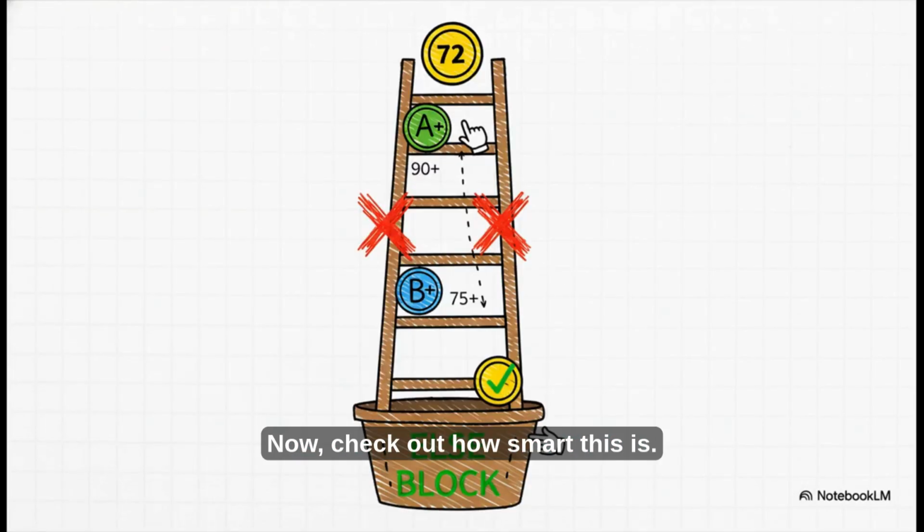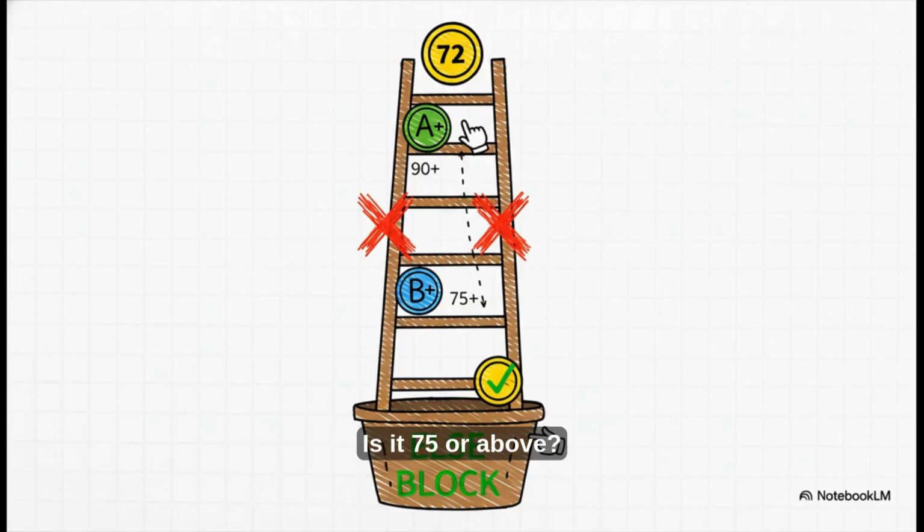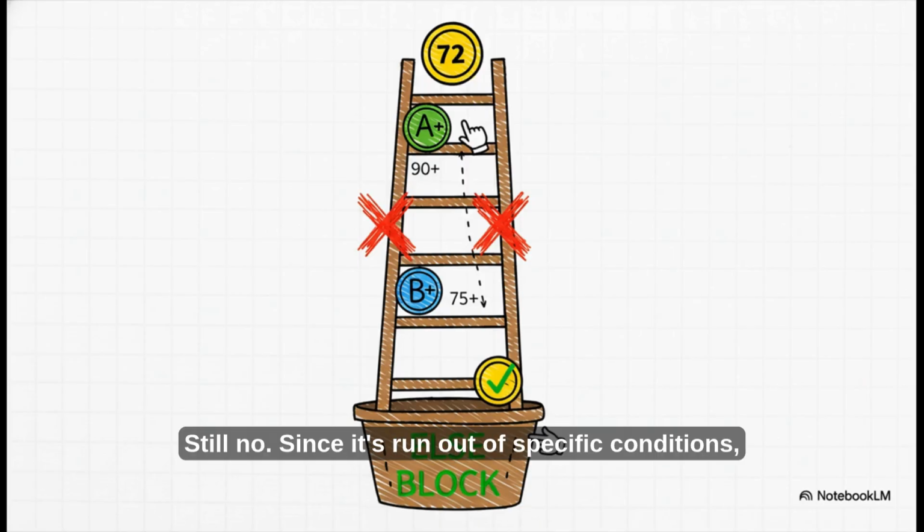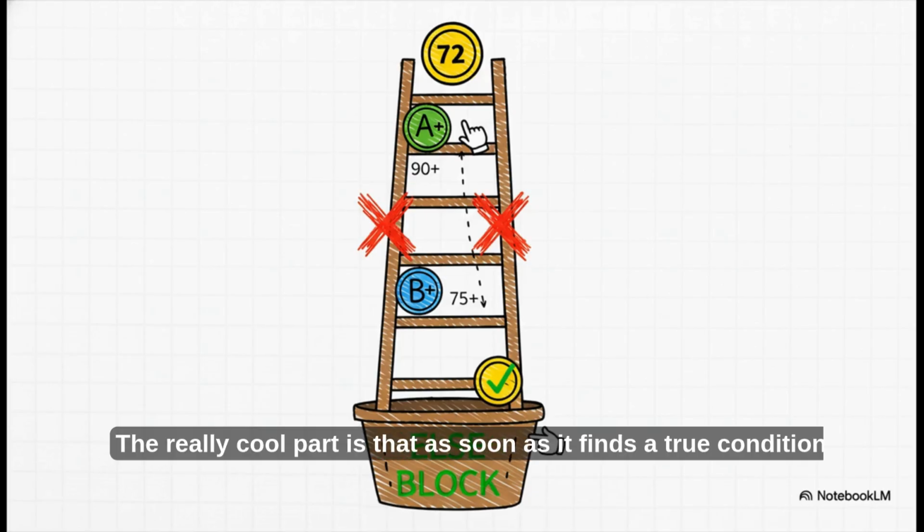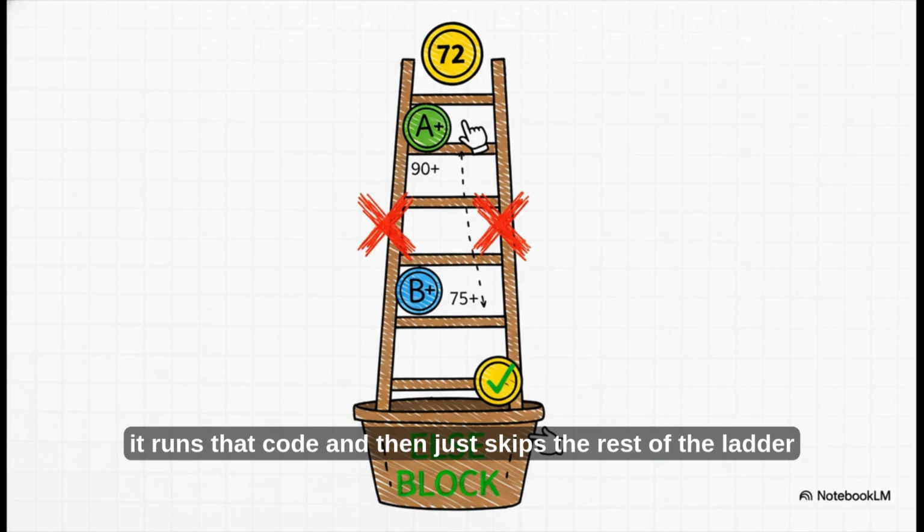Now check out how smart this is. Let's say we have a score of 72. First, the code asks, is the score 90 or above? Nope. So it moves to the next rung, the elif. Is it 75 or above? Still no. Since it's run out of specific conditions, it just falls into that final else bucket and prints C or D. The really cool part is that as soon as it finds a true condition, it runs that code and then just skips the rest of the ladder entirely.